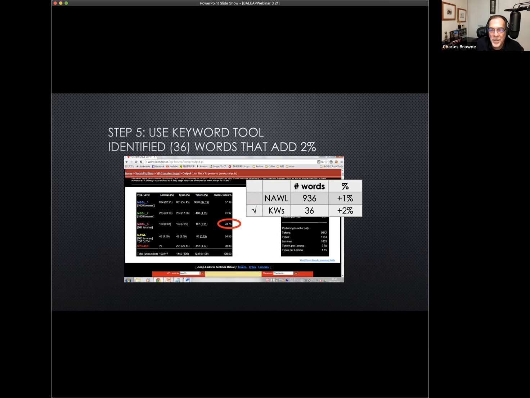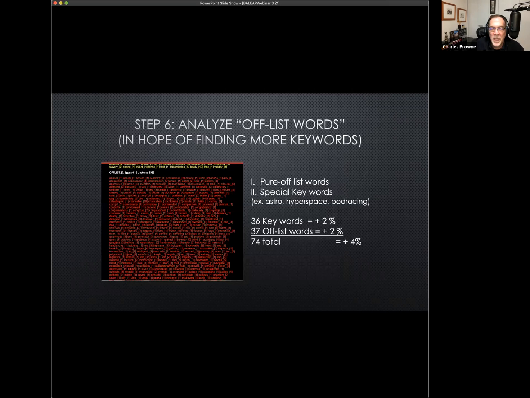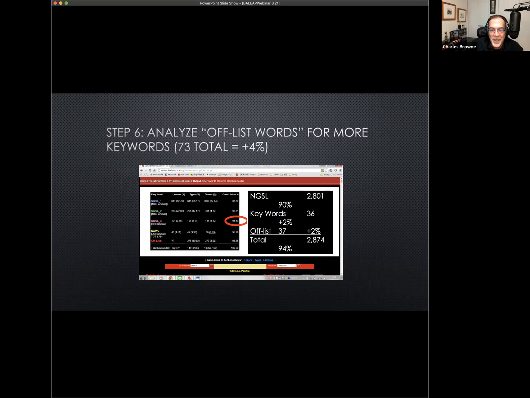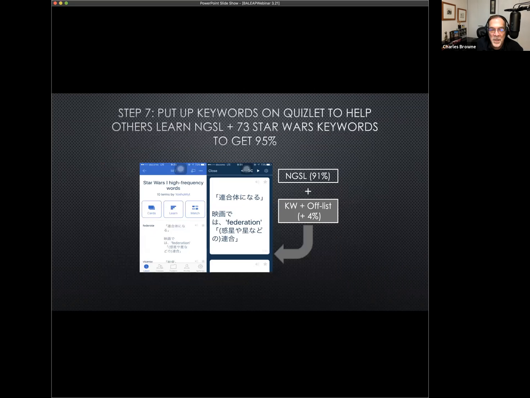So quite good. And then what we did is we went and looked at the so-called off-list words and found that there were actually some more keywords hidden in there. And we were able to find about 30 or 40 more words that give another 2% coverage. So we were adding 4% coverage just for 74 more words, which is quite good. So basically, he was able to get 95% coverage with only the NGSL plus 73 more words. And then he took those 73 words and put them up on Quizlet so that people who like Star Wars and were studying the NGSL could understand Star Wars with just studying less than 100 words.